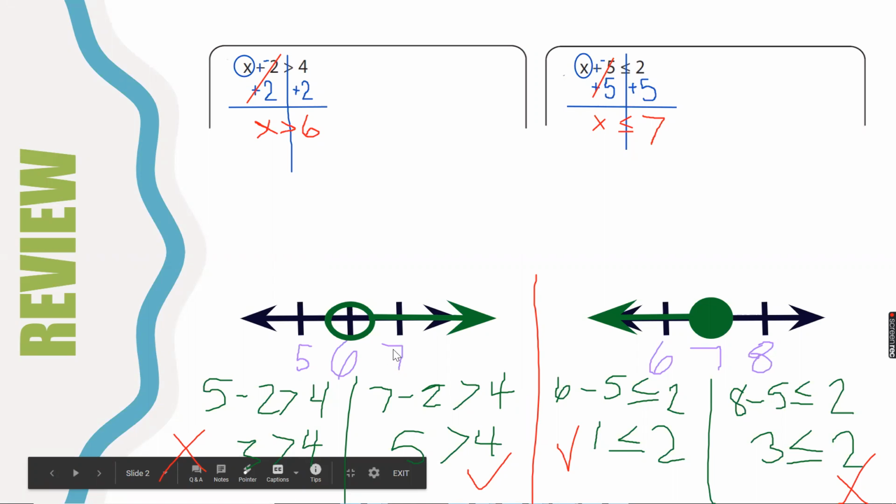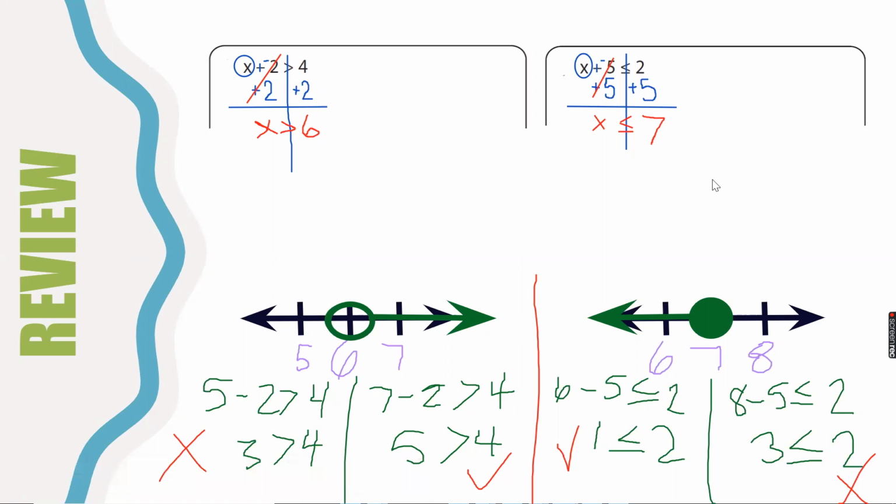So I took my 7 and I substituted it in for x. And then I said 7 minus 2 is 5. 5 is greater than 4 is a true statement, so our arrow is going in the true direction. I did the same thing for the second problem. It is basically the same problem, so I'm going to let you double check yourself.